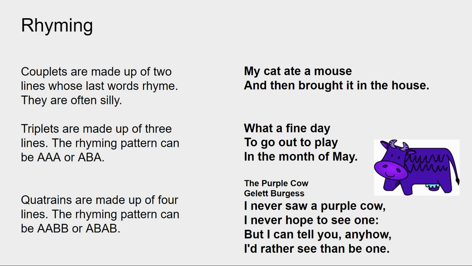And then we have quatrains, which are made up of four. And there's a little more rhyming to this one, and it has different patterns. You can have lines 1 and 2 rhyme, and 3 and 4 rhyme, or you can alternate your rhyme, what we call A, B, A, B. So this is one of my favorite poems from when I was younger, called The Purple Cow by Gelett Burgess. I never saw a purple cow. I never hope to see one. But I can tell you anyhow, I'd rather see than be one.